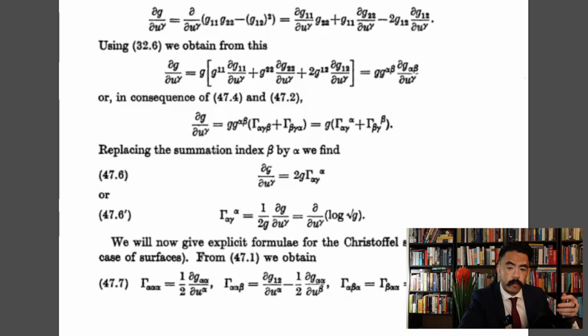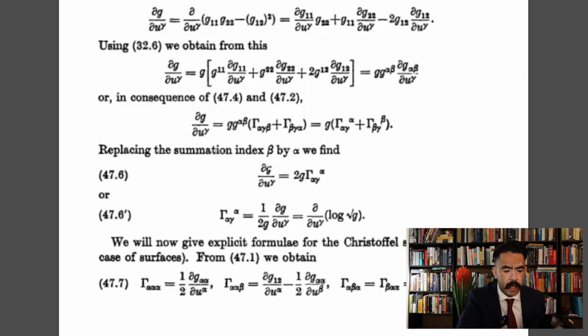Or in consequence of what was previously derived for Christoffel symbols and coefficients of the first fundamental form in this section, ∂g/∂u^γ = g g^αβ (Γ_αγ,β + Γ_βγ,α) = g (Γ^α_αγ + Γ^β_βγ).